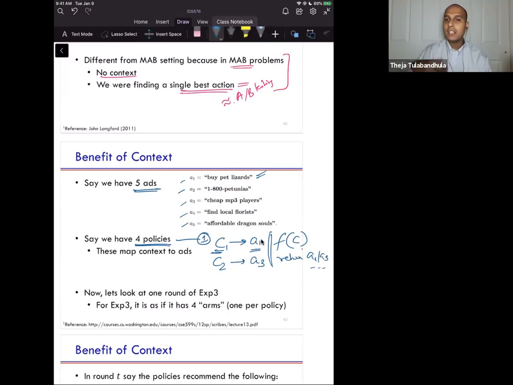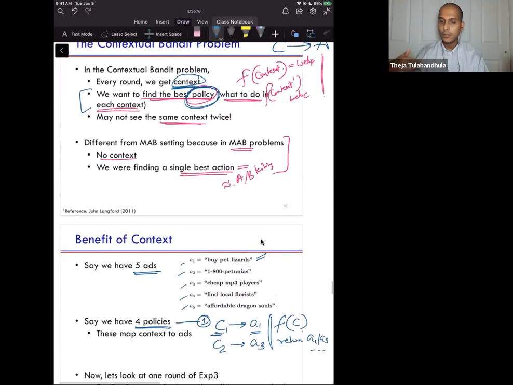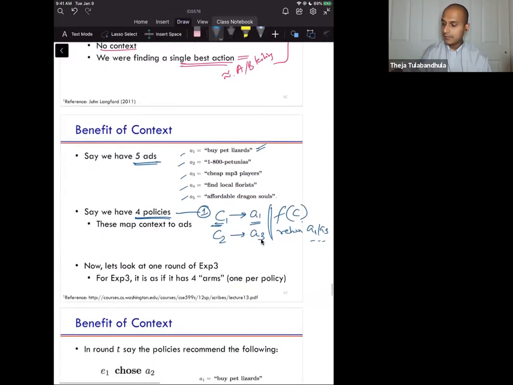Let's say we have only 4 policies, which is a little bit fictitious, from which we need to figure out which is the best policy, while taking into account that you can dynamically switch the actions that you play so that you figure out which is the best policy. Because the naive thing to do, since we have 4 policies, is to say maybe for the first 100 rounds, let me try out policy 1.